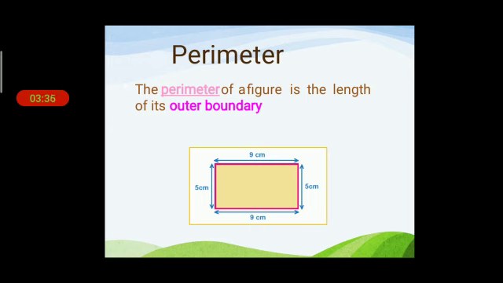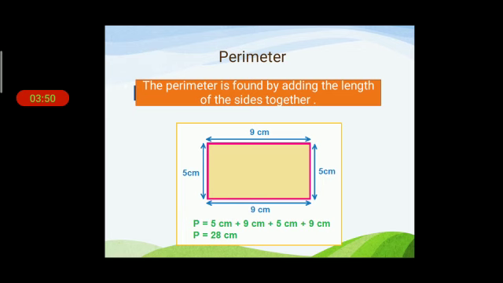Students, the perimeter of a figure is the length of its outer boundary. As you can see, there is a rectangle and in red color we can see its perimeter. Students, the perimeter is found by adding the lengths of the sides together. In centimeters, 5 plus 9 plus 5 plus 9 is equal to 28 centimeter.